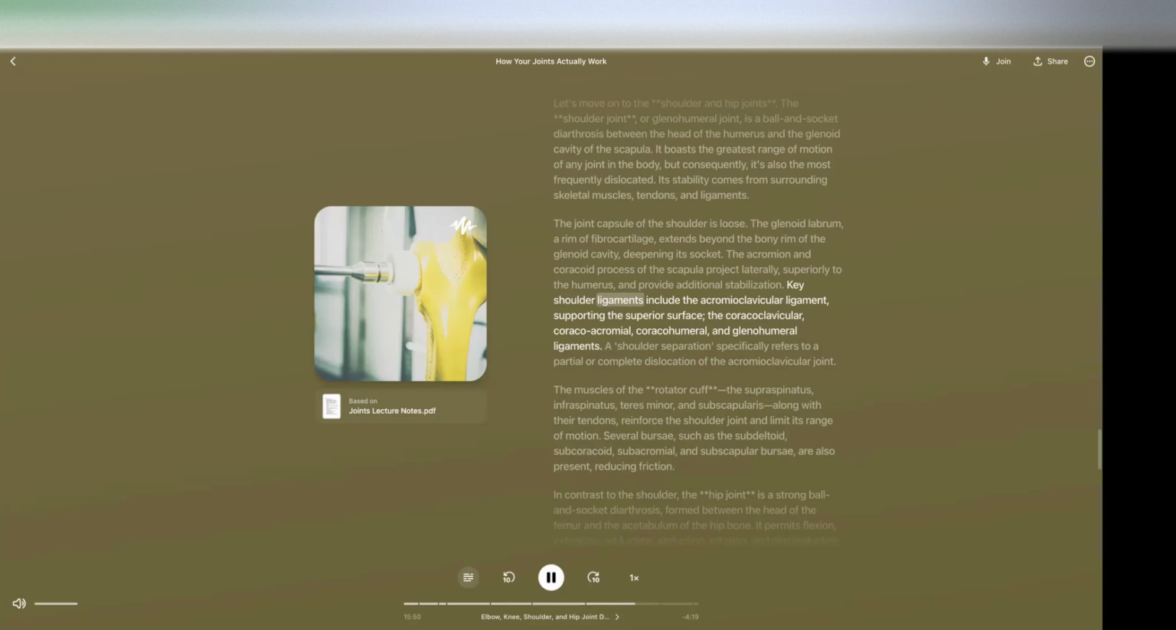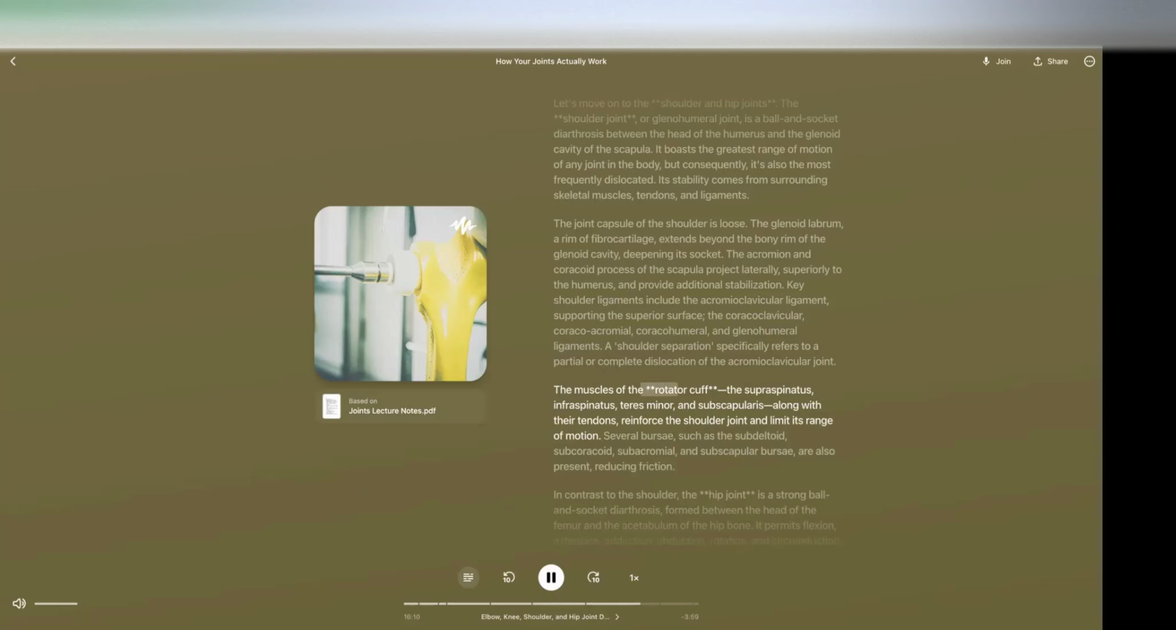Key shoulder ligaments include the acromioclavicular ligament, supporting the superior surface, the coracoclavicular, coracoacromial, coracohumeral, and glenohumeral ligaments. A shoulder separation specifically refers to a partial or complete dislocation of the acromioclavicular joint.